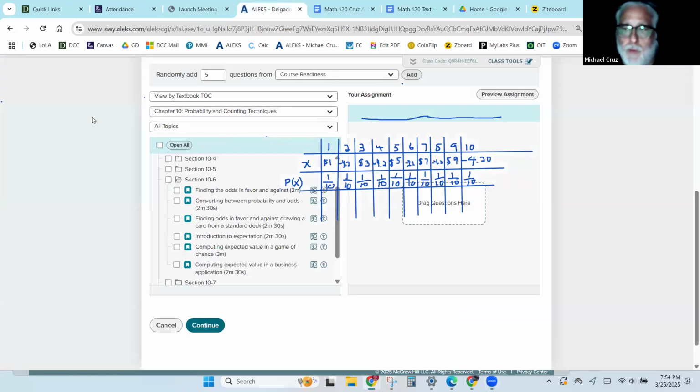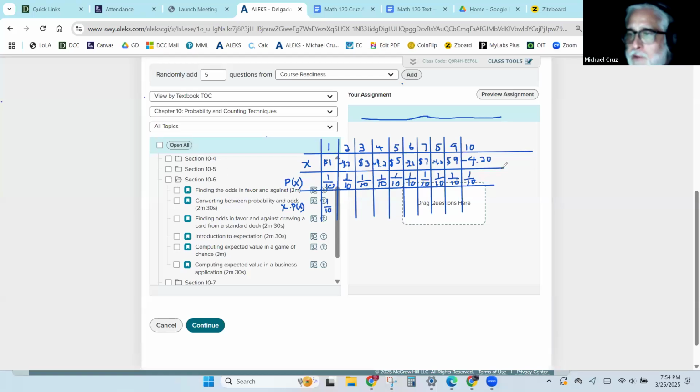All right, now here's what we have to realize with these. When we're multiplying 1 times 1/10, we get 1/10. So this is X times the probability of X. So 1 times 1/10 is 1/10.